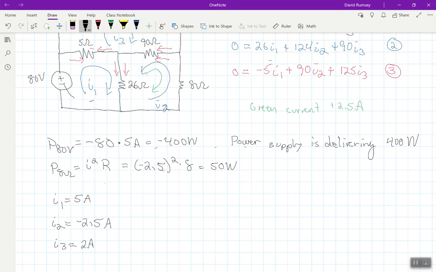Now we're going to look at one more video on mesh analysis, and then we're going to move on, as I said, to some more applications.